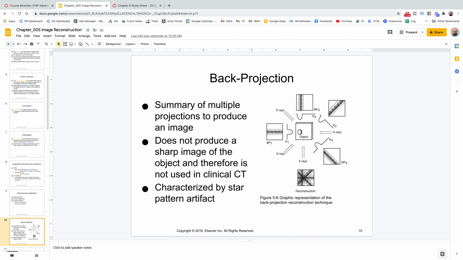If you look at this image here, we put a bunch of images together, and we got that reconstructed image. So you want to know about back projection, that it's a summary of multiple projections to produce an image, and you also want to know that it's characterized by star pattern artifact.